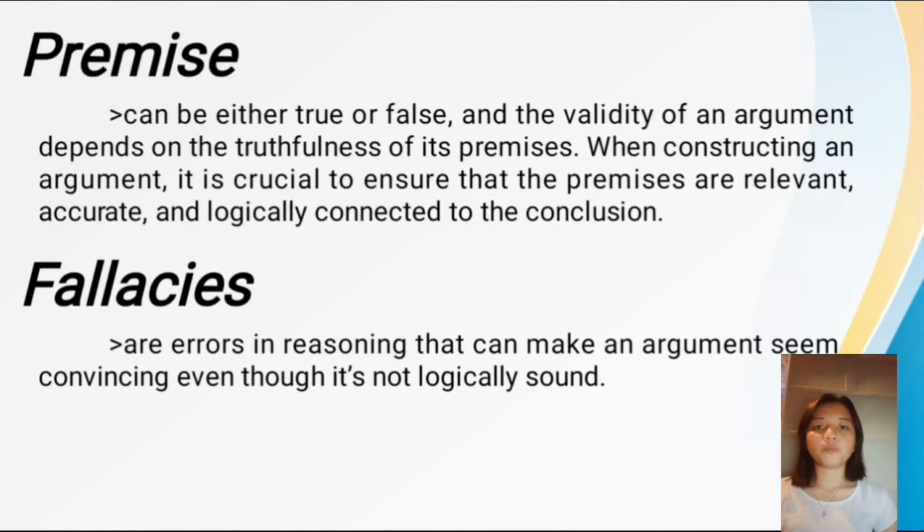So the premise is a proposition, a true or false declarative statement used in an argument to prove the truth of another proposition called the conclusion. So the premise is the supporting details of the argument. So next are the fallacies. Fallacies are errors in reasoning that can make an argument seem convincing even though it's not logically sound.